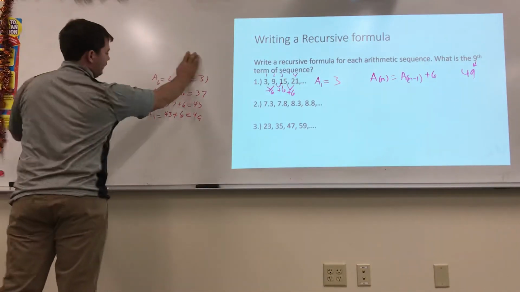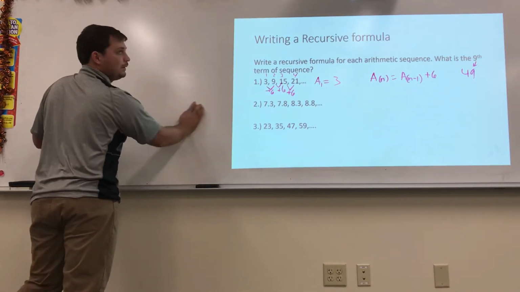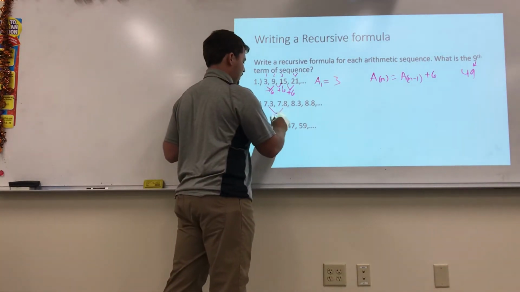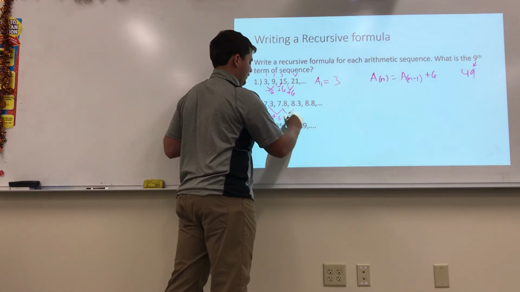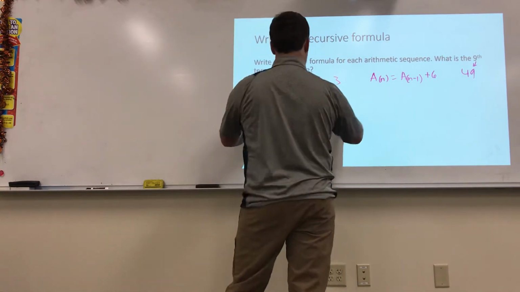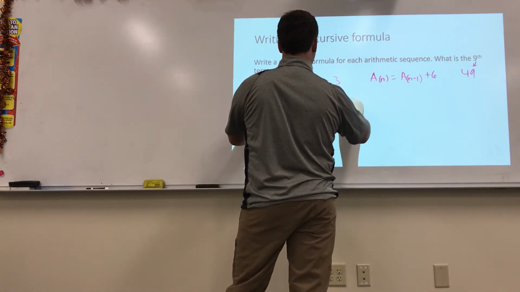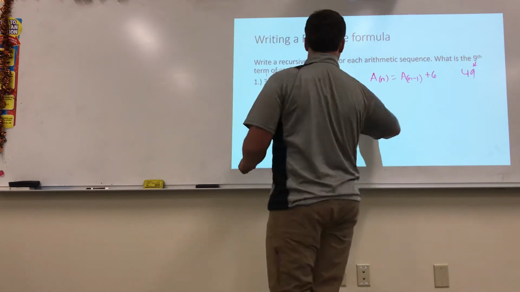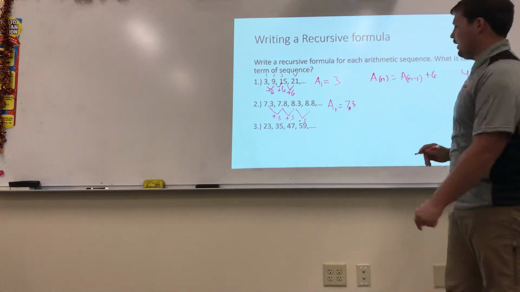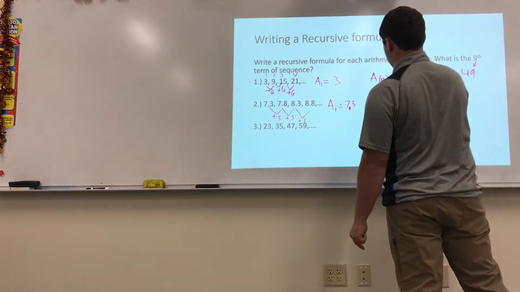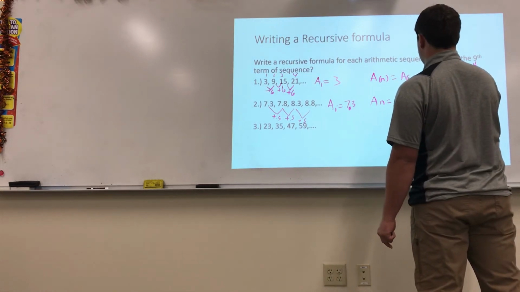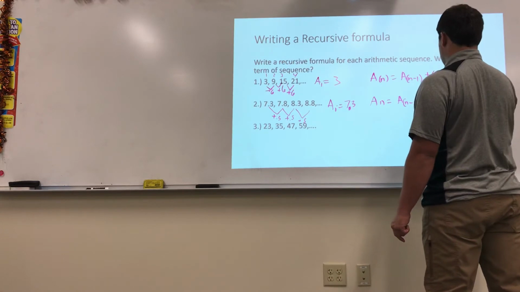Same thing we do right here. We're going to do the same exact thing. We have to find out what we're adding or subtracting. We're adding 0.5, adding 0.5, adding 0.5. Okay, a of 1 is always going to be your first value. You have to tell me that, or I can never use this equation. So that is my a of 1. My formula is a of n equals a subscript n minus 1 plus 0.5.